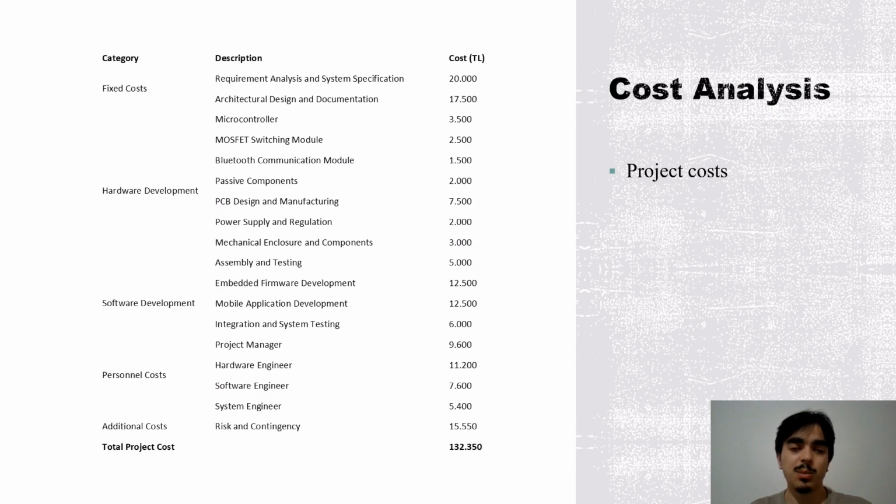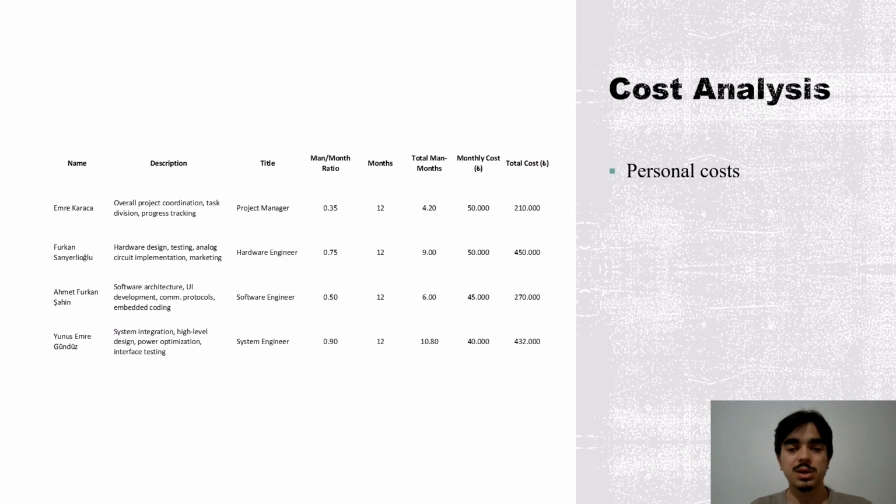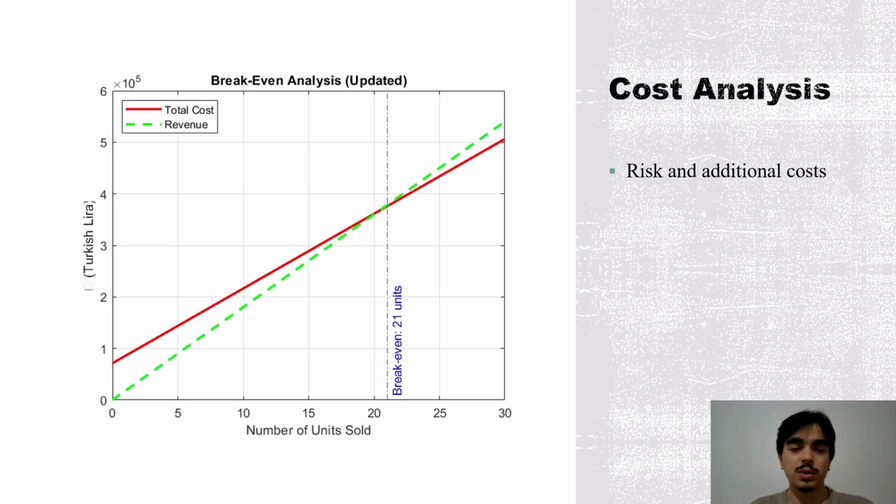Cost analysis means calculating how much money a project needs, including materials, labor, and other costs. In our project, costs were planned for hardware, software, research, and personnel needs. Personnel expenses are based on each person's working time and experience. The table shows how much each staff member earns for their service time. Risk and extra costs are possible expenses if unexpected problems happen. In our project, the risk budget is used when needed to keep the project running smoothly.